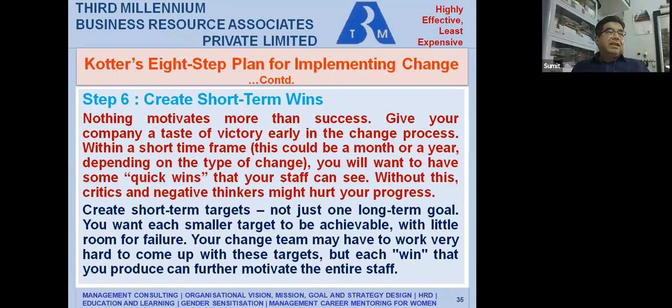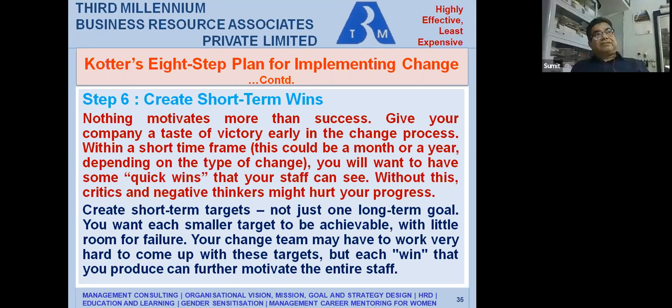Not many people have the patience to wait for 1 year to get their results. So there has to be some kind of immediate success stories, which has been called quick wins, that staff can see. Without this, critics and negative thinkers might hurt your progress. Nothing is happening, nothing is happening, he had said this would happen, she had said that would happen. Right? So we need to look at this.